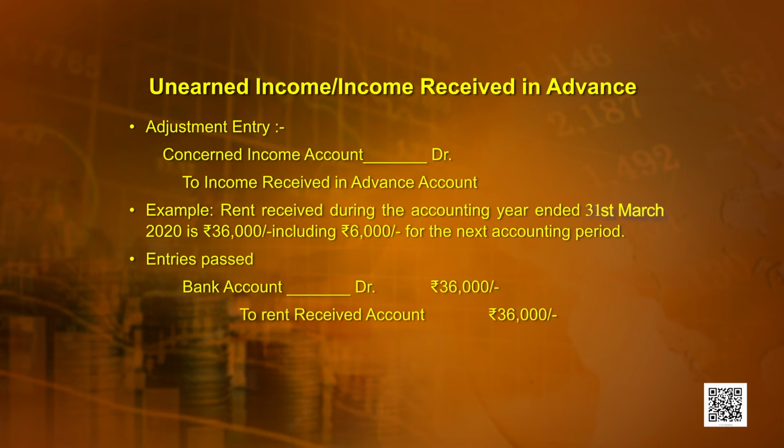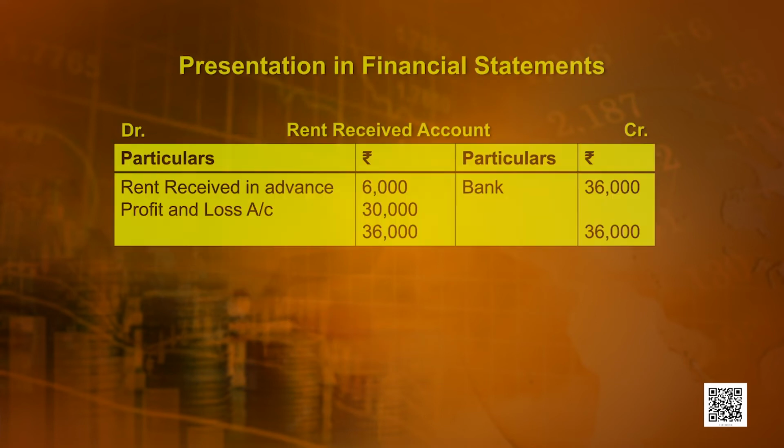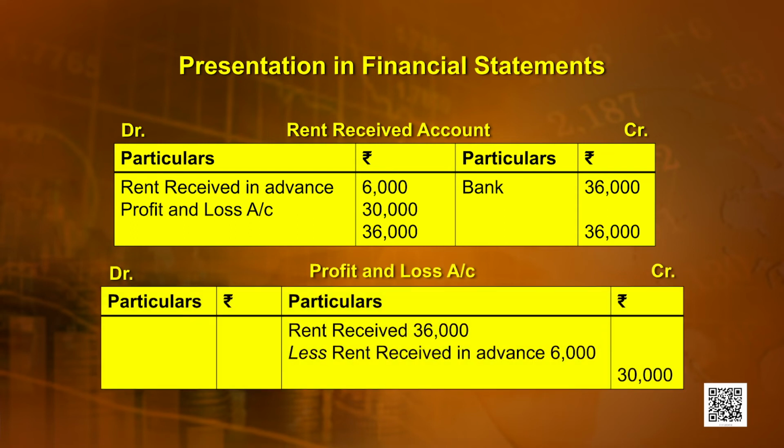Entries passed: bank account debited 36,000 to rent received account rupees 36,000. Rent received account debited 6,000 to rent received in advance 6,000. In rent received account, bank account with rupees 36,000 will appear on the credit side, whereas rent received in advance on the debit side. The difference of rupees 30,000 will be transferred to profit and loss account. In profit and loss account, credit side, rent received in advance will be deducted from rent account.